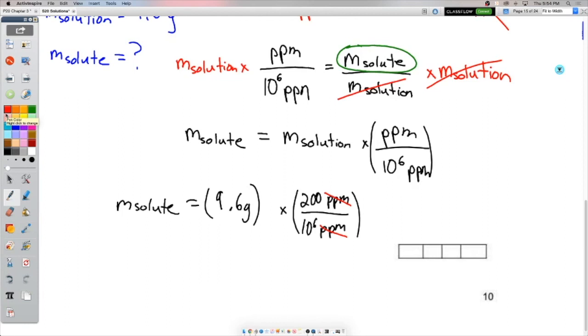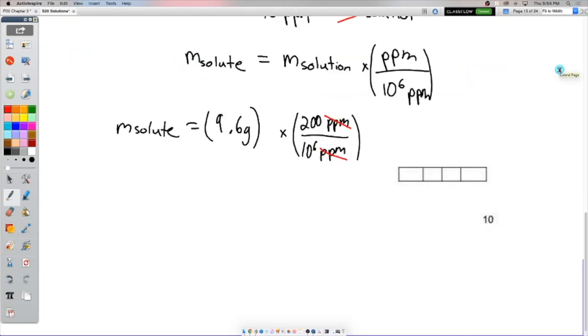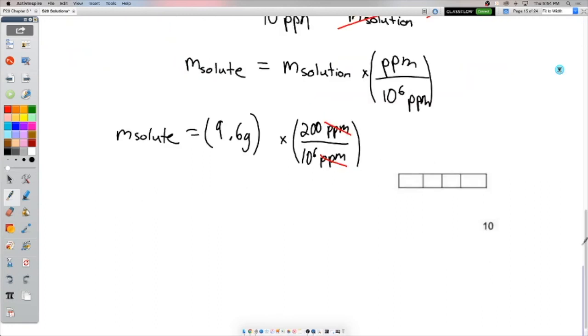So I got parts per million over parts per million, those are gone, and the only units that are left are grams, right? So that's good, because I'm looking for a mass. And in chemistry, we measure masses in grams. I know in physics, we did it in kilograms, but in chemistry, they're kind of weird and they do it in grams.